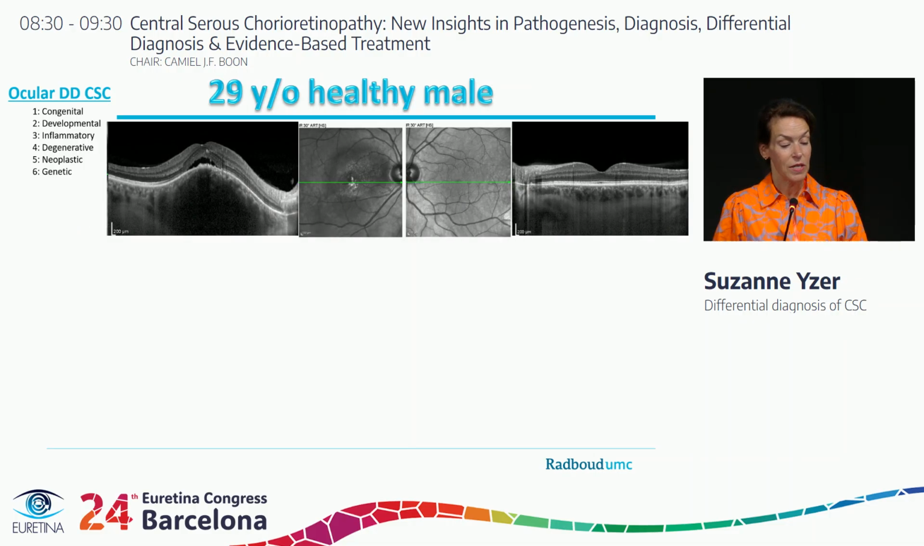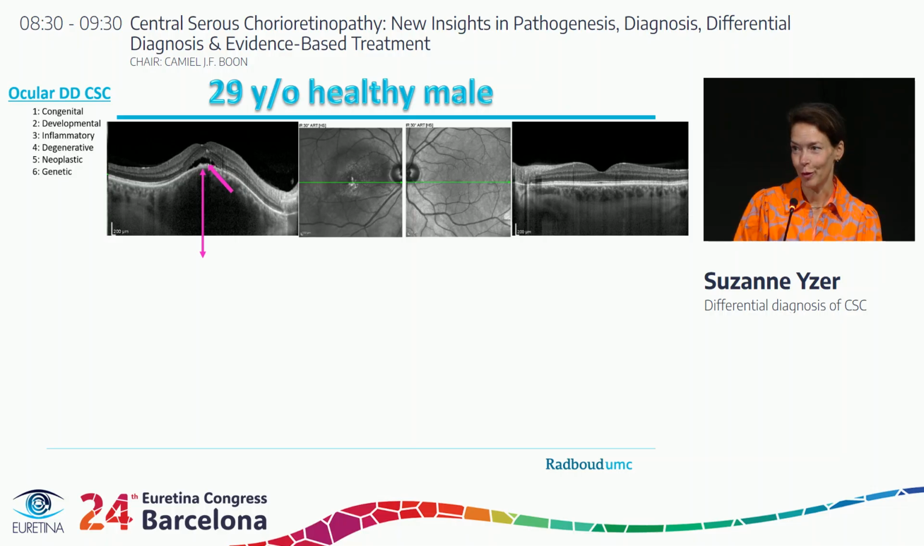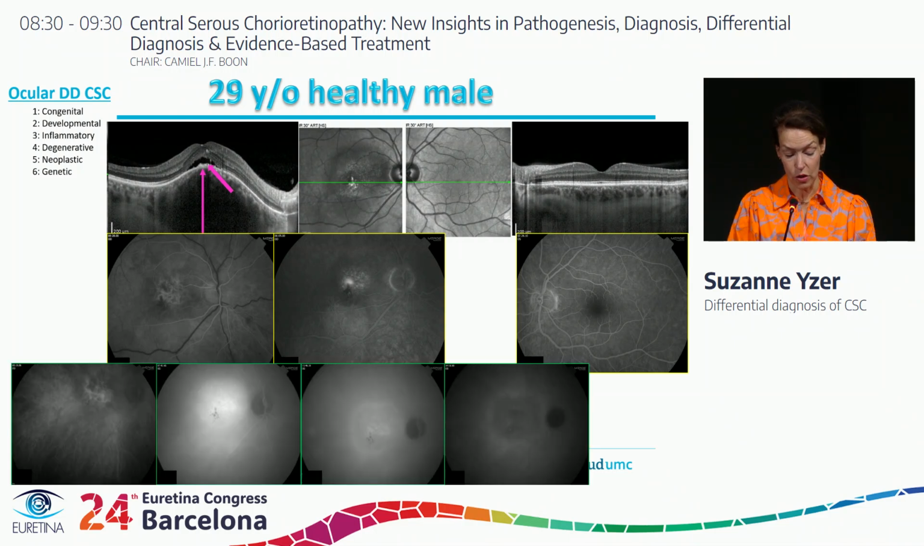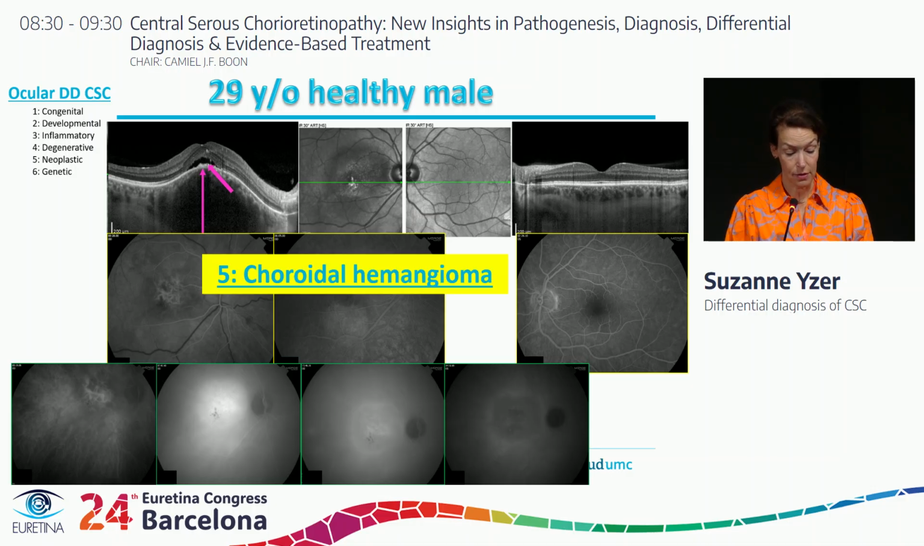The next case is a 29-year-old healthy male who had been followed by one of my colleagues because of central serous chorioretinopathy, and yes, there is subretinal fluid, and yes, there is an abnormal choroid. But I think it's very different from the other images that we saw in central serous. And here's the FA, and yes, there may be a smokestack here, but this is what we saw in the ICGA, and there is a washout in the late phase. And this is a choroidal hemangioma.